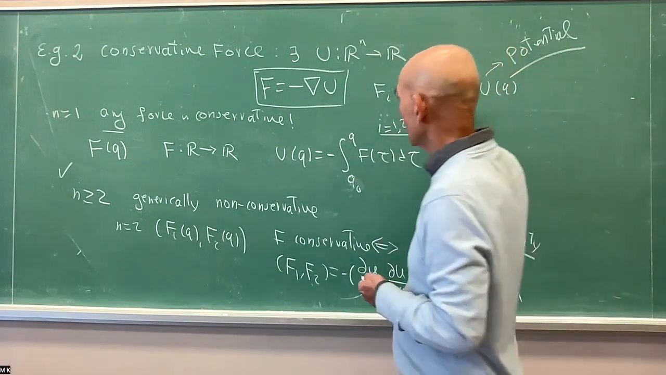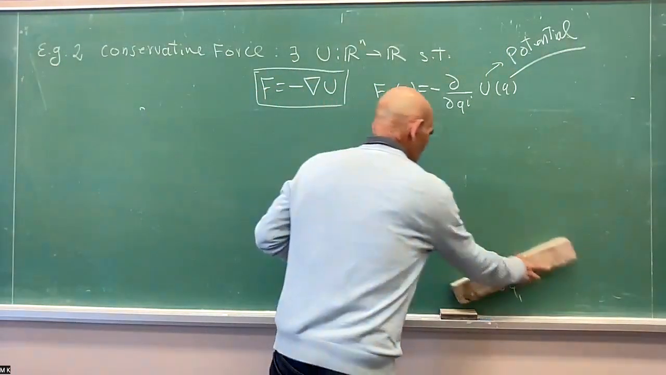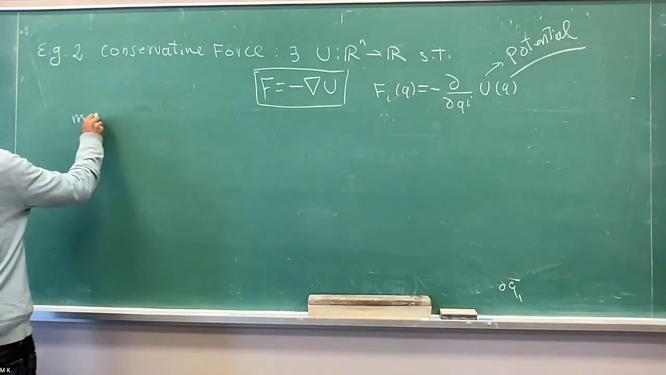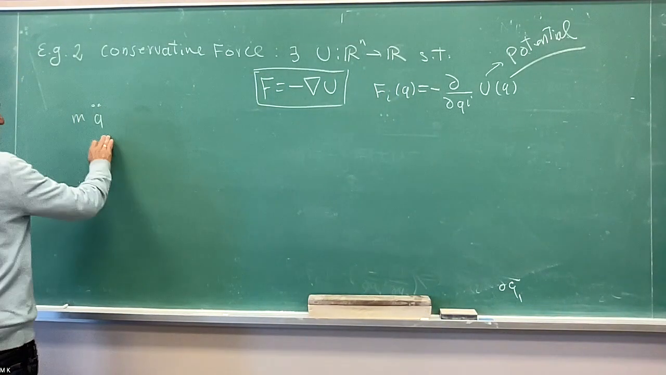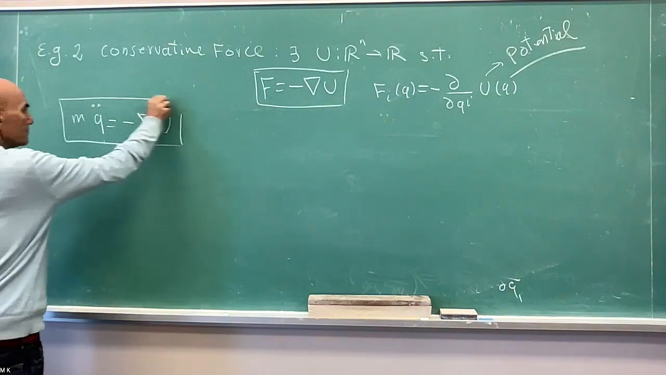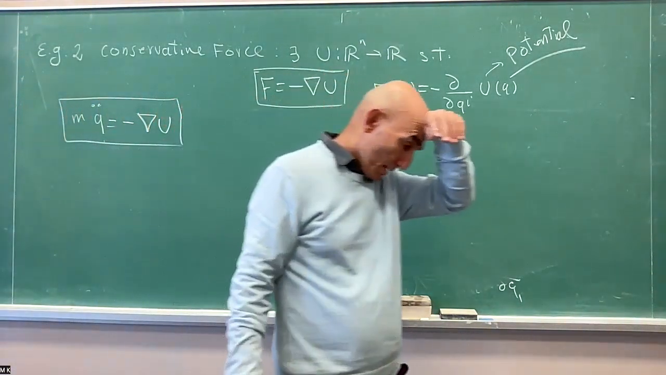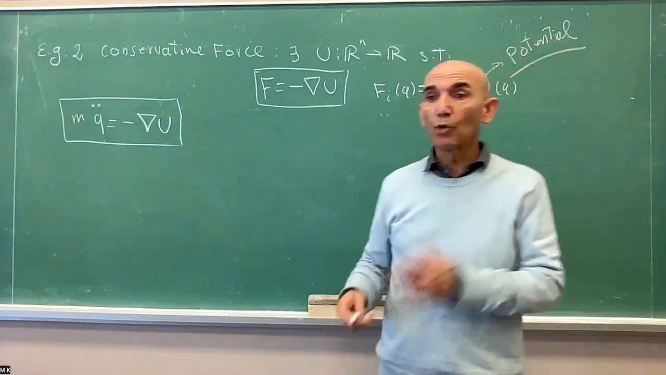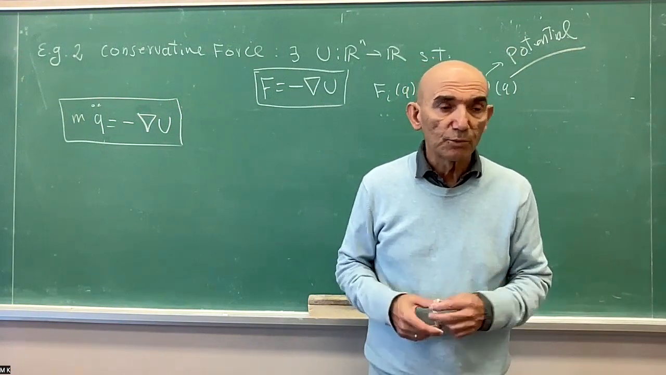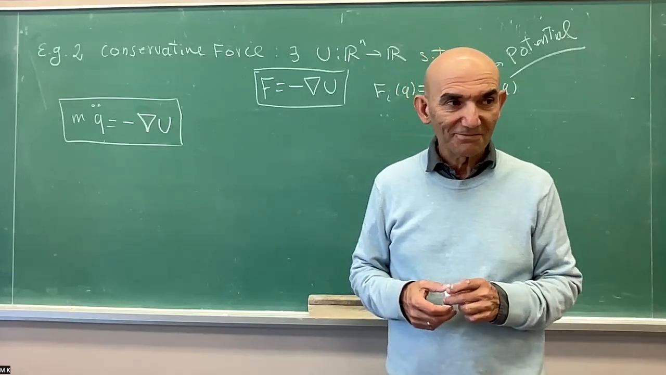So first of all, let's look at the equations, Newton's equations in this case. Newton's equations in this case tell me that m q double dot is equal to negative gradient of U. That's the equation. So why is this important in physics?